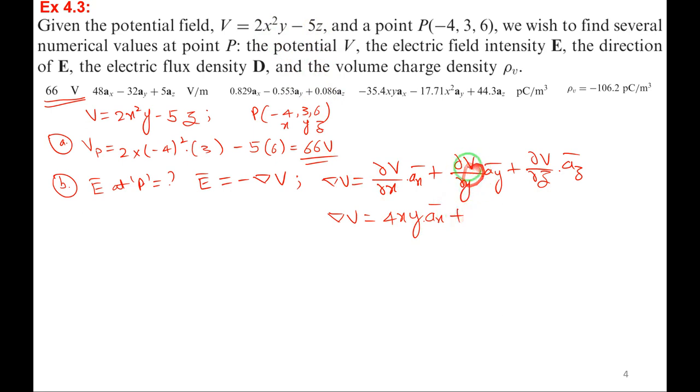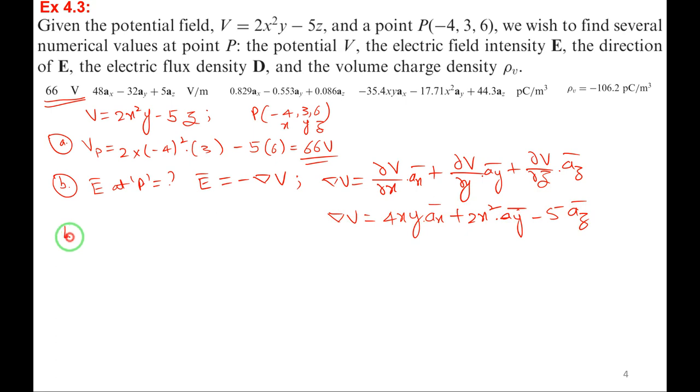Then differentiate with respect to y. So 2x square is constant, so 2x square I will be getting, as differentiation with respect to y is 1. Then the other term will be 0. Into AY, I have to write. Then differentiate with respect to z: the first terms are constant, so with respect to z, minus 5 I will be getting, into AZ. Right, this is del V.